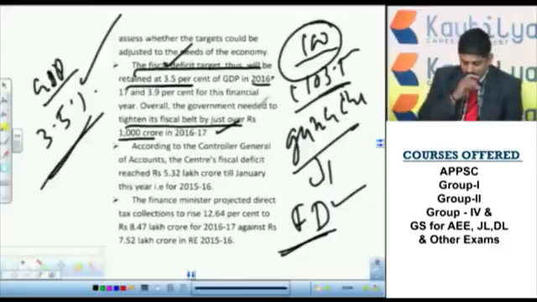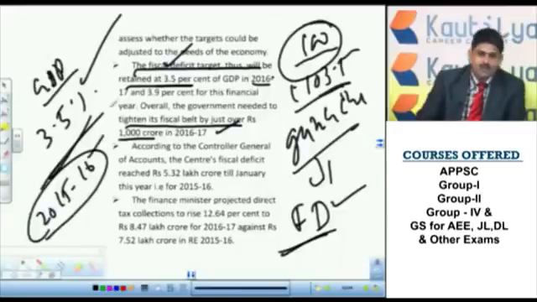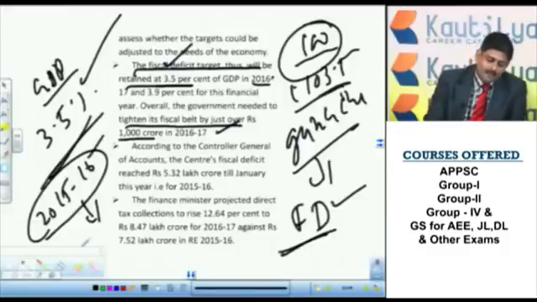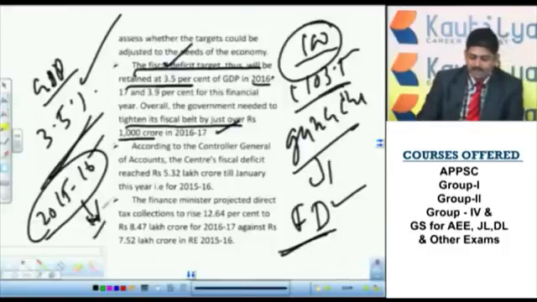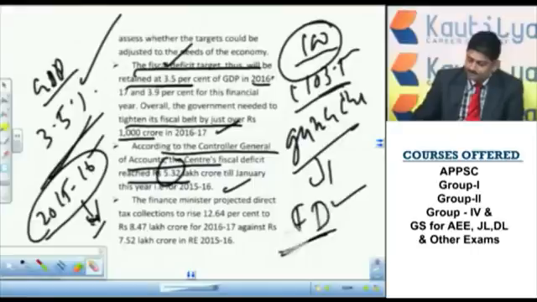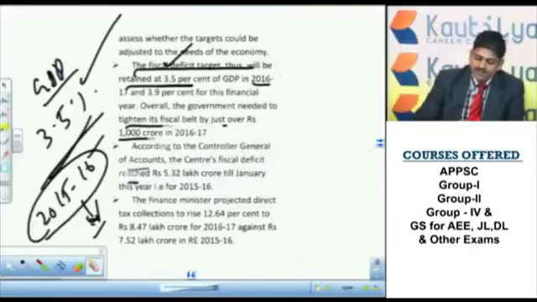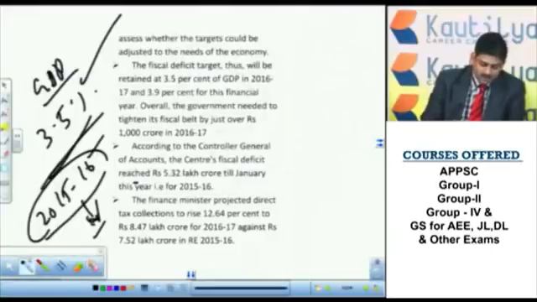In 2015-16, the actual target was exceeded. That means it wanted to retain a certain amount, but that amount also it exceeded. According to the Controller General of Accounts, the entire fiscal deficit reached 5.32 lakh crore by January of the financial year 2015-16. I'll tell you its meaning in general terms.